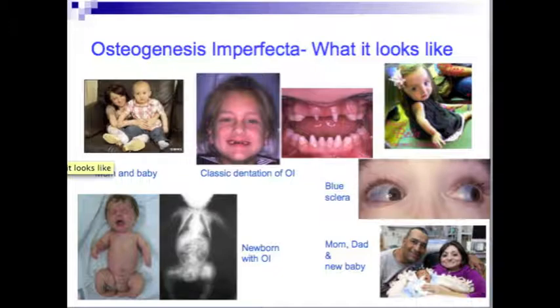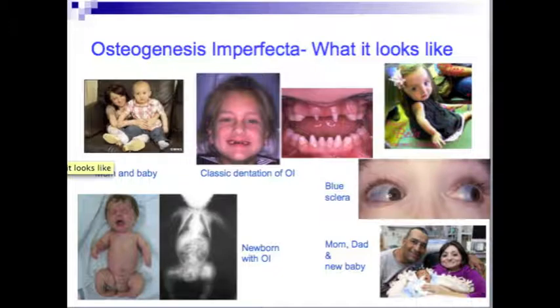Bottom left is a newborn with OI. And there is also an x-ray that goes along with that. You can see some of the fractures that probably occurred in utero, because if we know we're having an OI baby being born, we will deliver them by C-section. So many fractures can occur in utero. And then on the right-hand side, you can see the blue sclera that I talked about earlier.